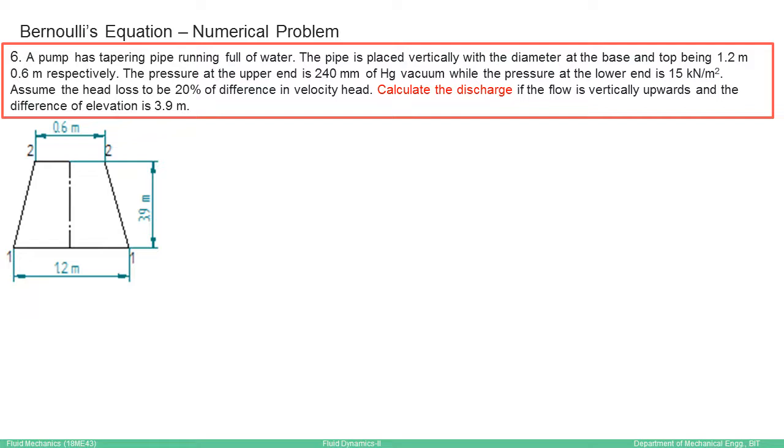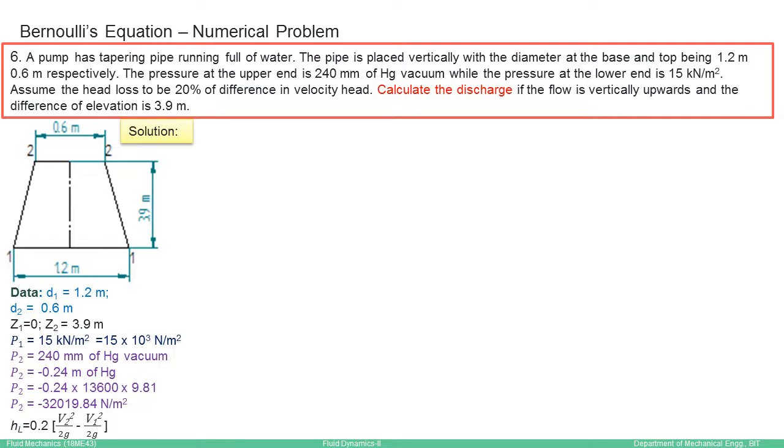The base of the pipe is to be taken as section 1 because it is given that the flow is vertically upwards. So section 2 is at a height of 3.9 meter from section 1 and it is given that the upper end pressure is 240 millimeter of mercury. So that is to be converted into Newton per meter square. For that, first thing, minus 0.24 meter of mercury, millimeter is expressed in meters, and minus sign is introduced because of the vacuum pressure.